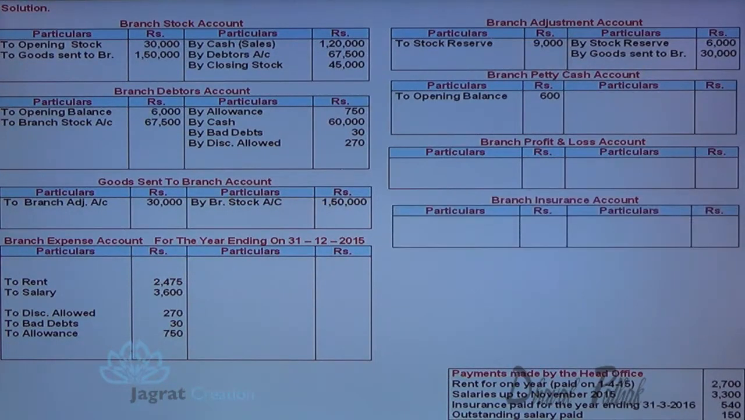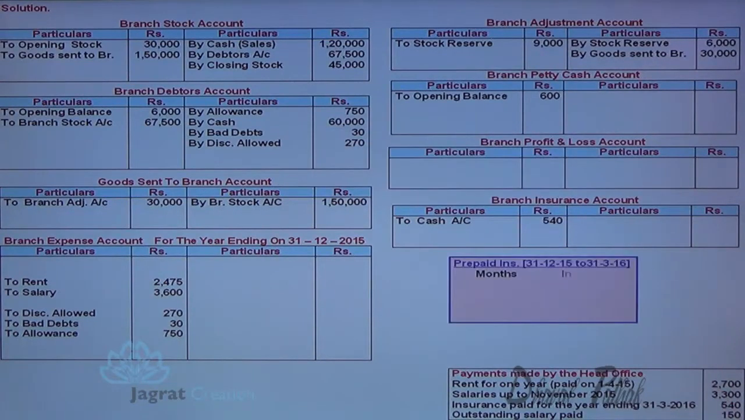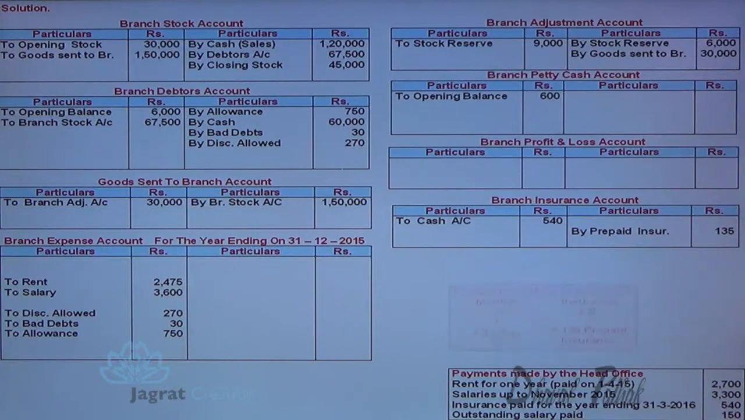Now, after this, outstanding salary paid, fine. Insurance premium paid for the year ended on 31/3/2016. So, 540 insurance premium paid. So, branch insurance expense account debit to cash account. It is paid up to 31st of March, so 3 months prepayment is there. So, 12 months amount is 540. How much for 3 months? This is the prepayment. So, prepaid insurance account debit to insurance account credit.